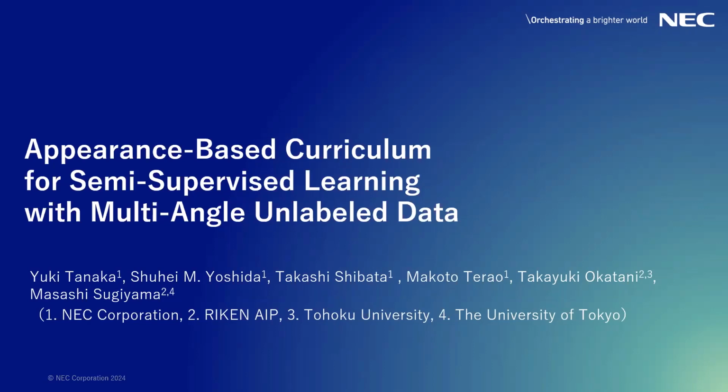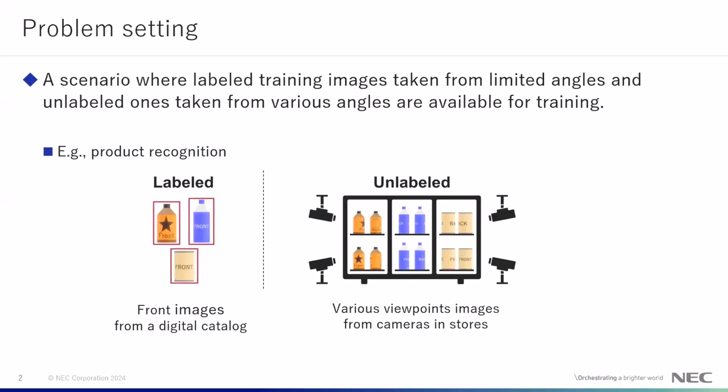Today, I would like to talk about appearance-based curriculum for semi-supervised learning with multi-angle unlabeled data. In this paper, we consider a scenario where labeled training images from limited angles and unlabeled ones from various angles are available for training. For example, consider product recognition.